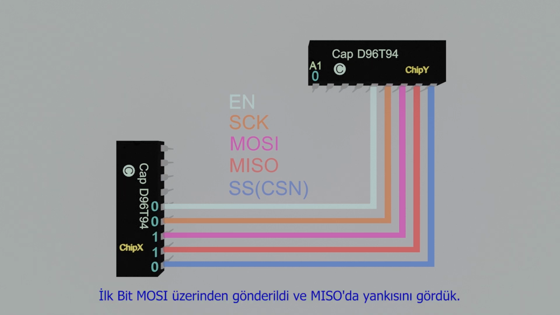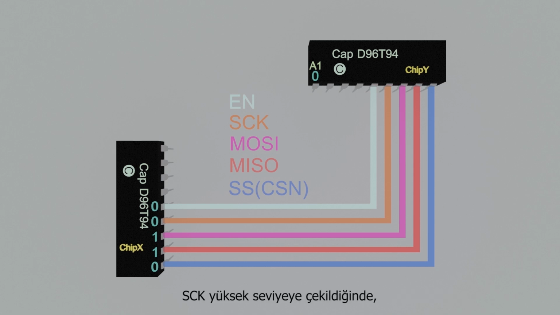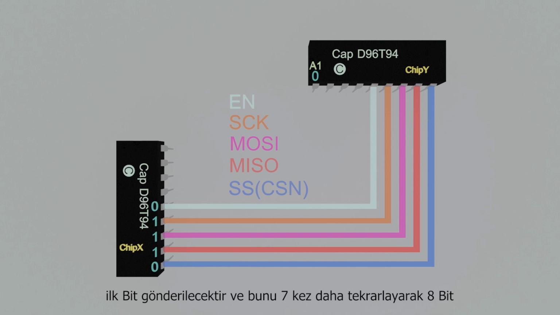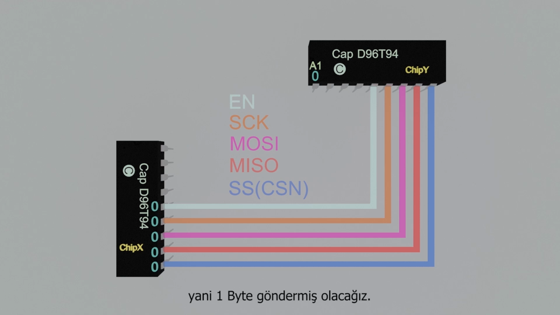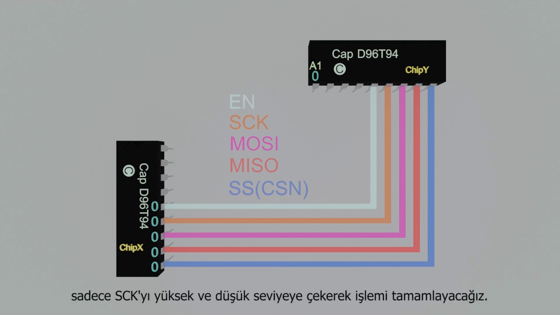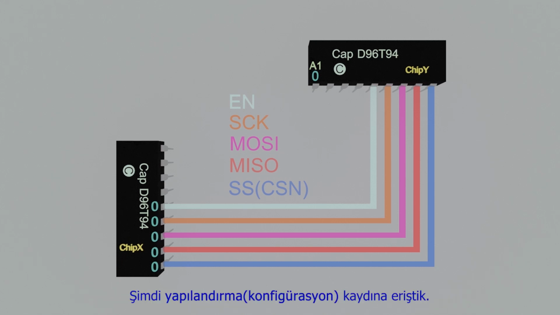The first bit was sent over MOSI and we saw its echo on MISO. When SCK is pulled high, the first bit will be sent, and by repeating this 7 more times we will send 8 bits, that is 1 byte. The first bit has now been sent. Since the remaining 7 bits will already be sent as 0, we will complete the process by just pulling SCK high and low. We have now accessed the configuration register.